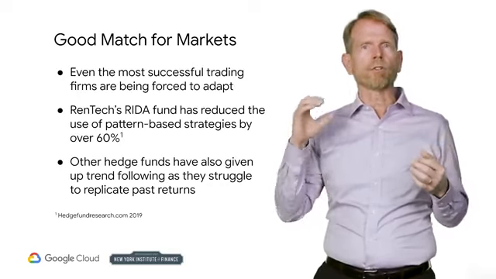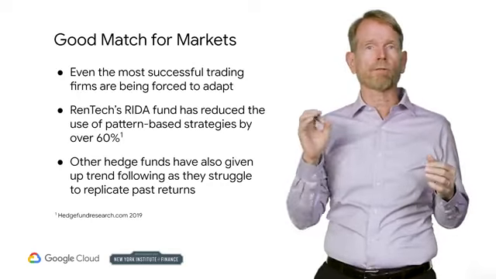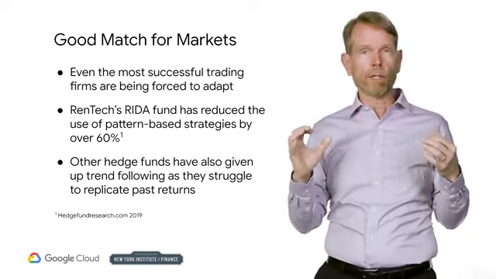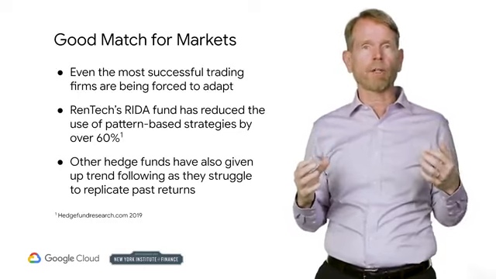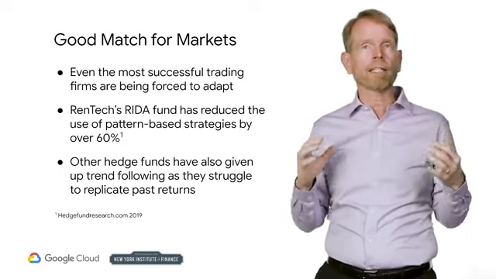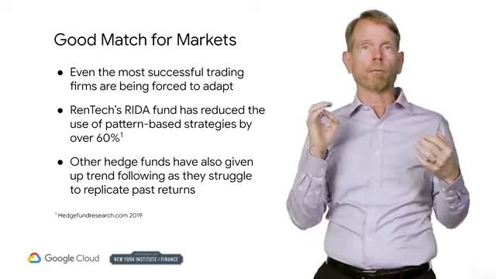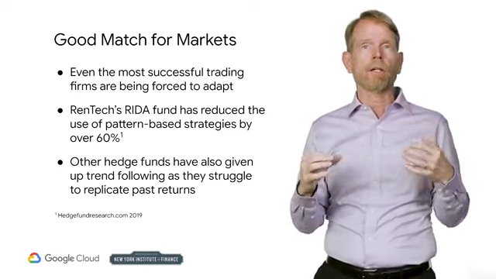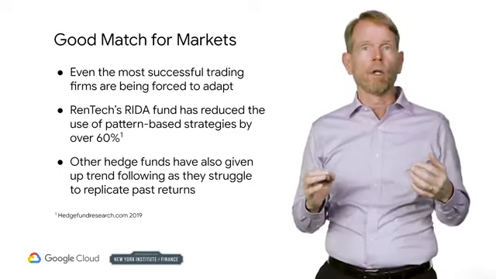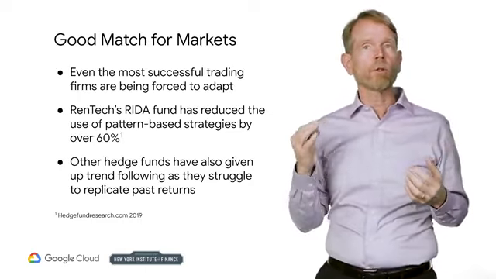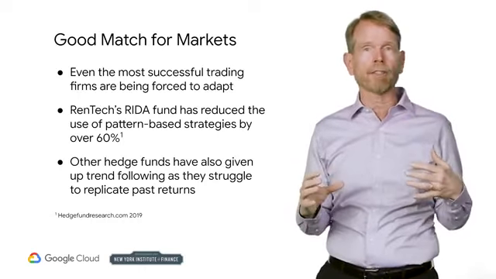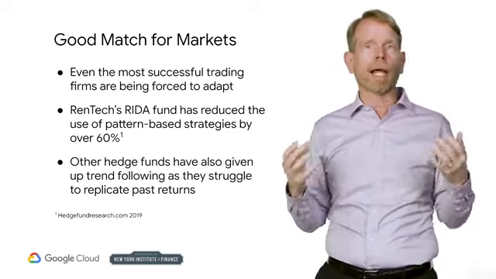All this has affected even the most sophisticated fund in the world, Renaissance Technologies. The hedge fund has reduced the use of pattern-based strategies for futures trading in its Renaissance Institutional Diversified Alpha, or RIDA, fund by more than 60%. However, RIDA still remains way ahead of the competition after the fund gained 3.23% in returns in 2018 when compared to the industry's average of minus 4.75%. When it comes to other trading firms, the truth is that a major part of hedge funds are giving up on trend-following strategies after they've struggled to replicate past returns.